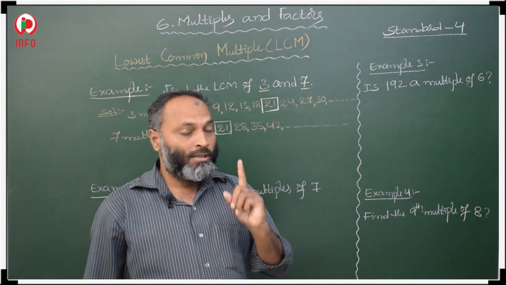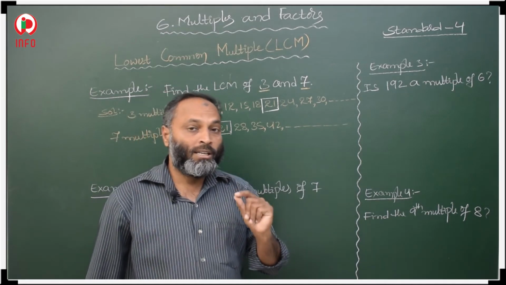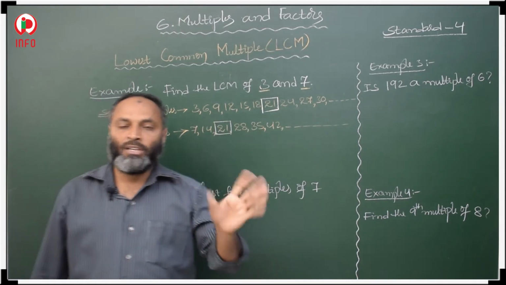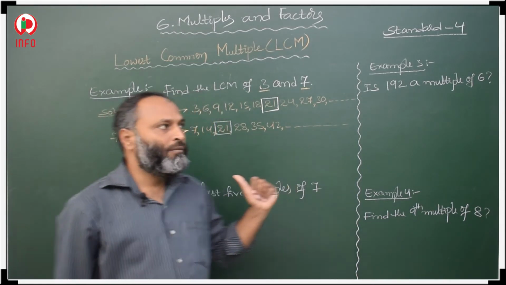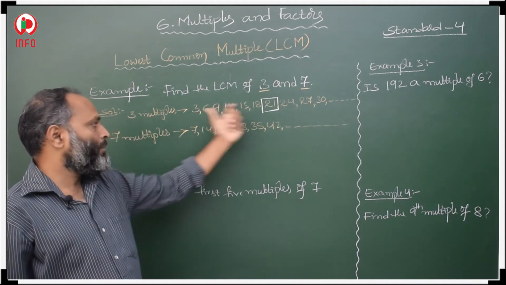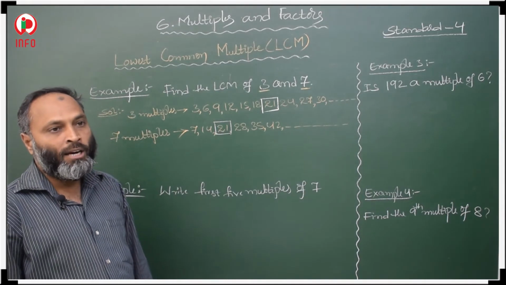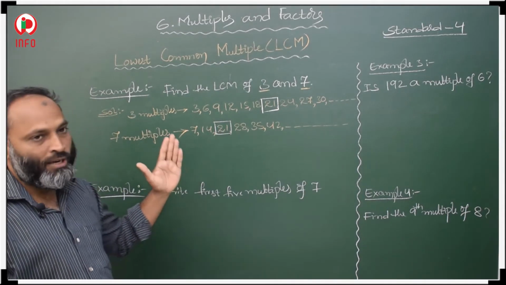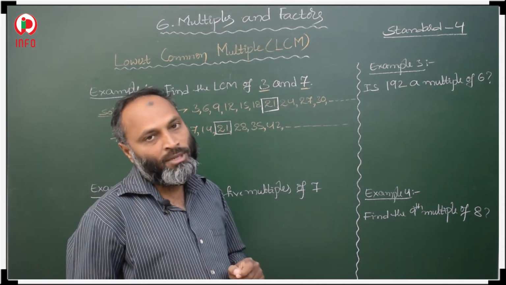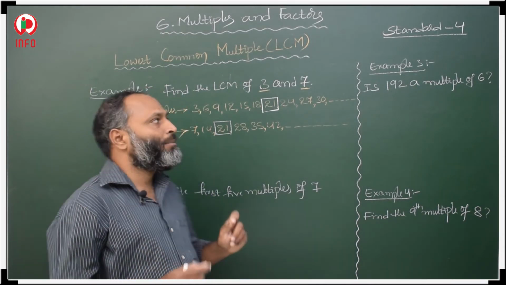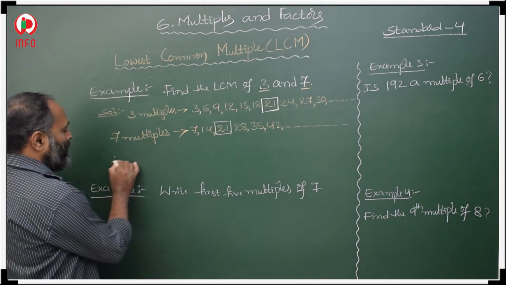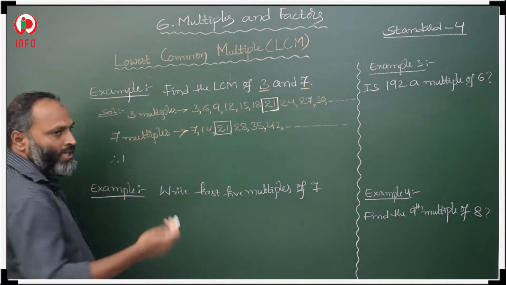So once again, first we have to write the multiples of the given numbers. Here 2 numbers are given, so we have to write the multiples of both numbers. Here the multiples of 3 and the multiples of 7. After that we have to check the common multiples. In that, whatever the first common multiple is, that is the least common multiple of the given numbers. Therefore least means lowest.